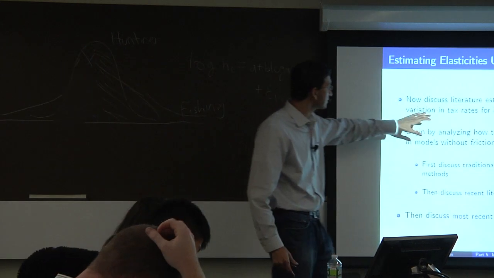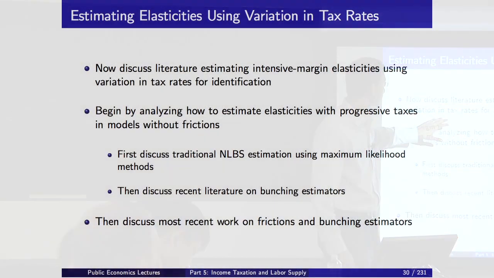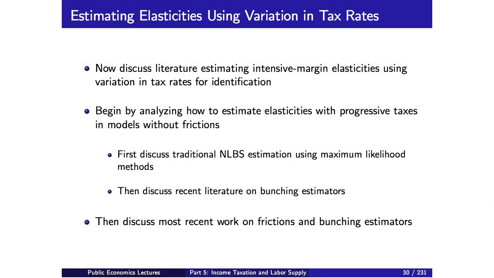So I'm going to start by discussing literature estimating intensive marginal elasticities using variation in tax rates for identification. I'm going to start with the case where we have progressive taxes and talk about how we estimate elasticities in that case in models without frictions first. Okay, so forget about the frictions issue for now. We'll talk about how that ties into this a bit later.